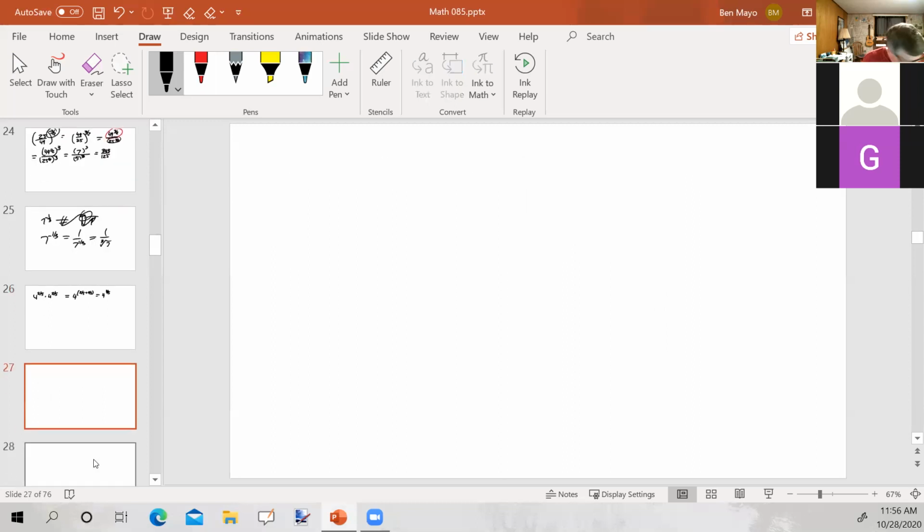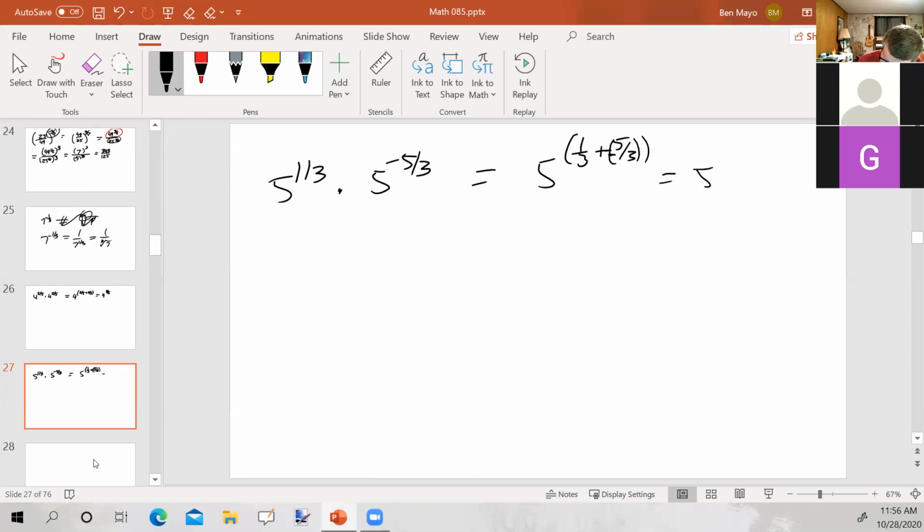Let's see. 5 to the 1/3 power times 5 to the negative 5/3 power. So that would be 5 to the 1/3 plus a negative 5/3, which is the same thing as 5 to the 1/3 minus 5/3 power, which is 5 to the negative 4/3 power, which is 1 over 5 to the positive 4/3 power.